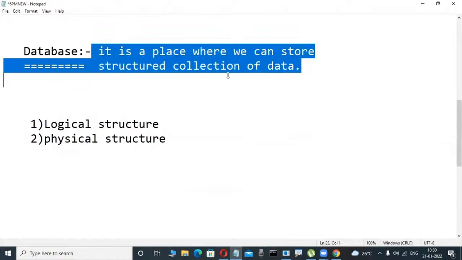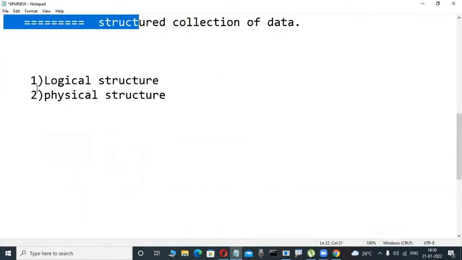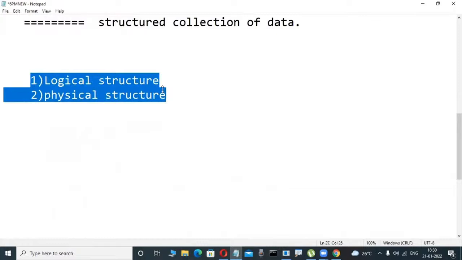This definition I am not explaining today; you will understand it one of these days. Now observe it. First, two types of structures are there. One is logical structure, another one is physical structure.